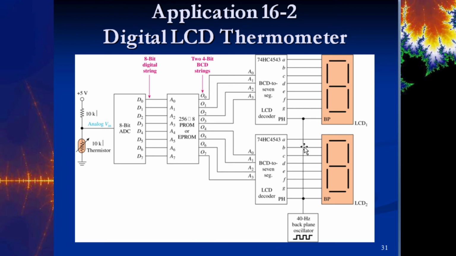We typically talk about the 7447 or the 7448 because those drive LEDs, right? But in this example, we're using LCDs, and so we would have to have a different type of decoder to go from BCD to the 7-segment display on the LCD.